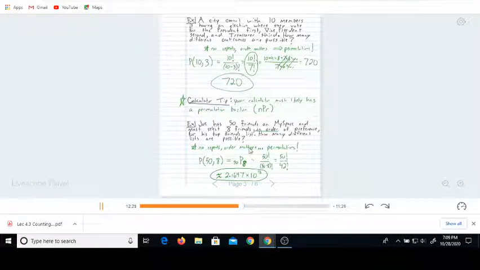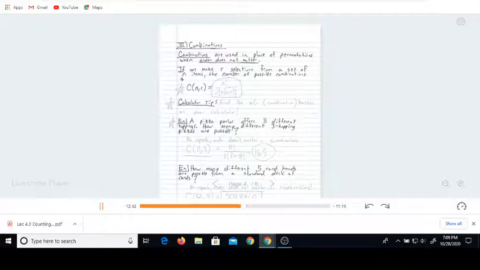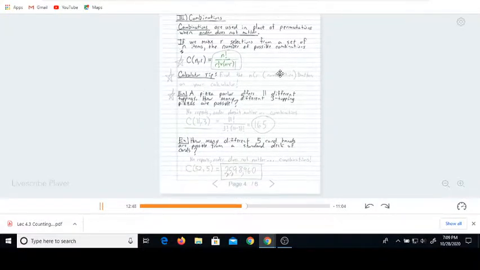Alright, cool. That is permutations. Let's talk about combinations now. So combinations are used in place of permutations when order does not matter. If we make R selections from a set of n items, the number of possible combinations is n factorial over R factorial times n minus R factorial.